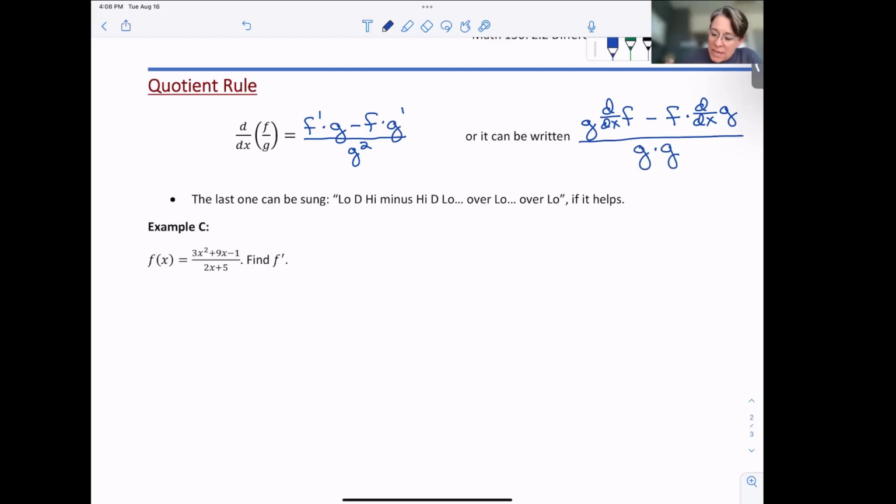That's where this little sing-songy thingy comes in. Low d high minus high d low over low over low. So yeah, I know it's lame. So it is the low times the derivative of the high minus the high function times the derivative of the low function over low over low. Whatever helps. Some people like thinking of it as the product rule that you already know or will know.